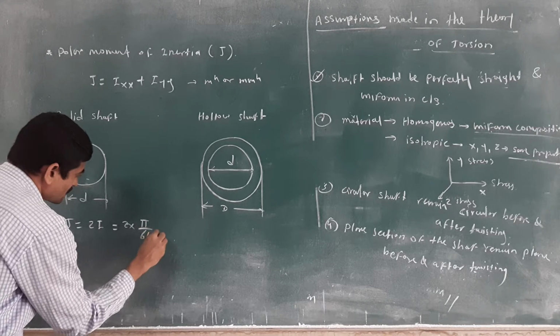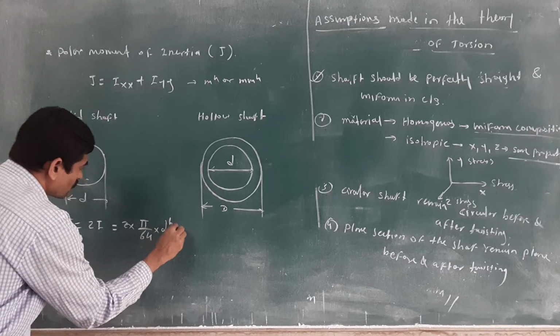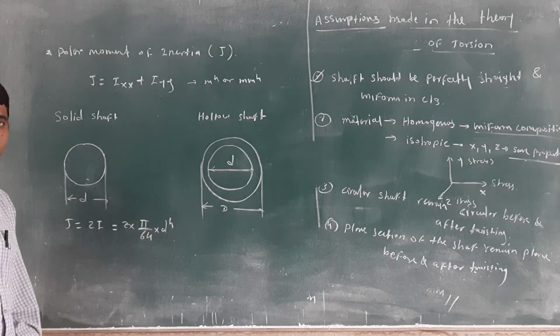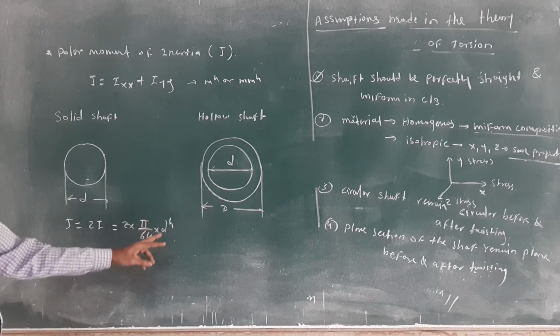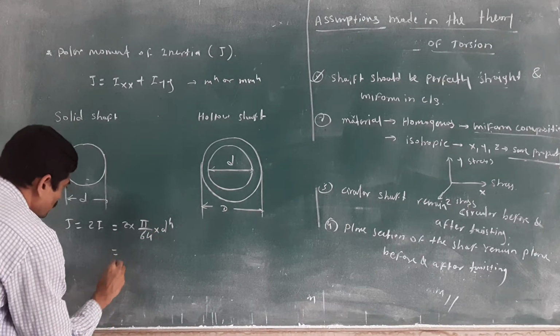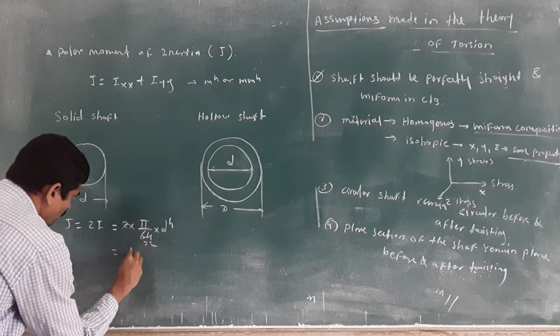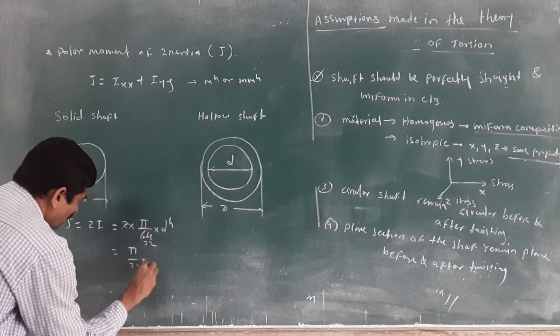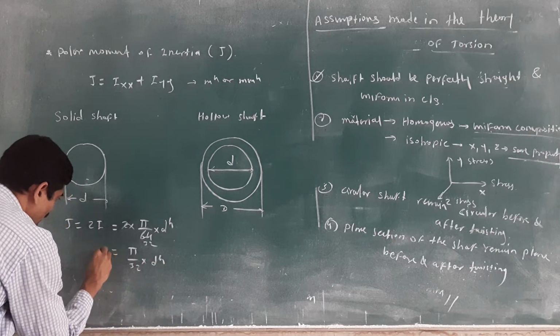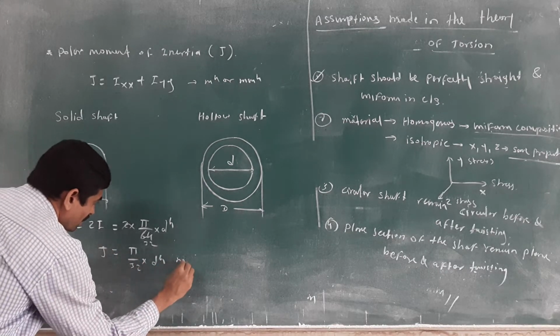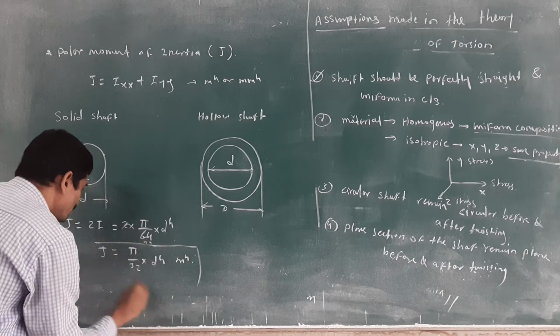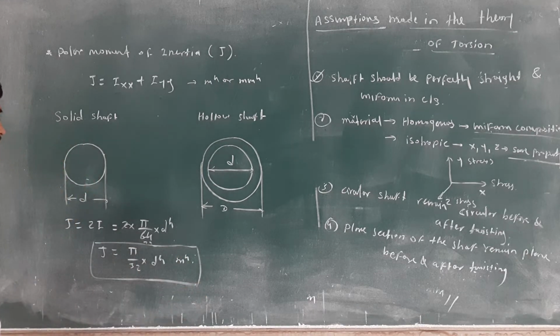Yes, correct. Pi by 64 into d raised to 4. We have seen the unit number 3. Right? Pi by 64 into d raised to 4. Then what is the value of that? 2 into pi by 64, here you get 32. Pi by 32 into d raised to 4. This is the polar moment of inertia in meters raised to 4.